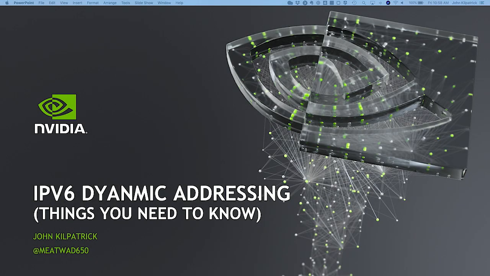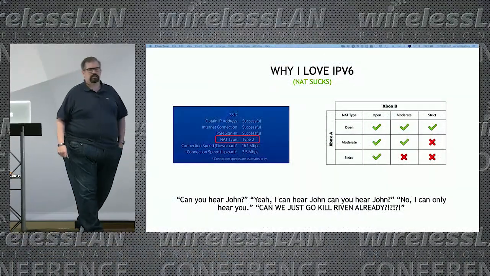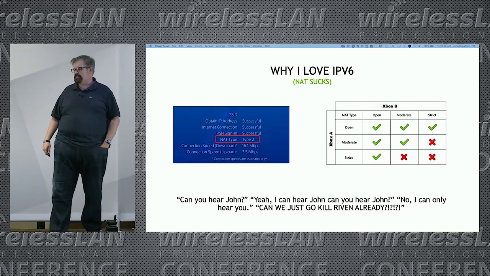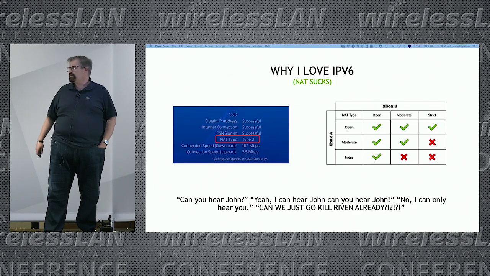I am a network architect for NVIDIA, and I'm going to talk a little bit about IPv6 and how dynamic addressing works and things that you should probably know before you try to go deploy your first IPv6 network. So why do I love IPv6? It's because NAT sucks. It's a hot piece of garbage and it gets in my way more often than not.